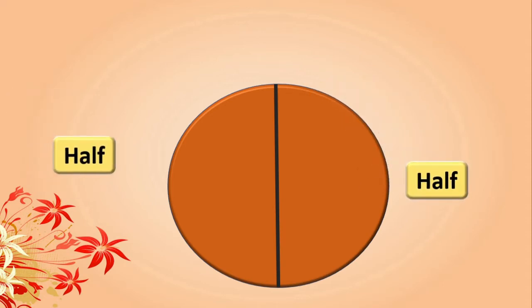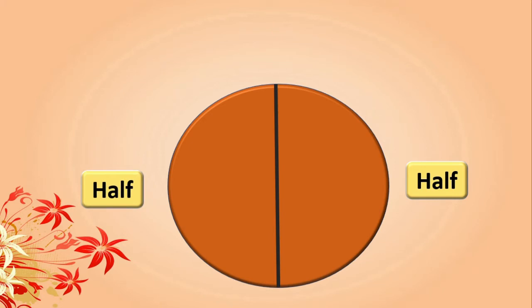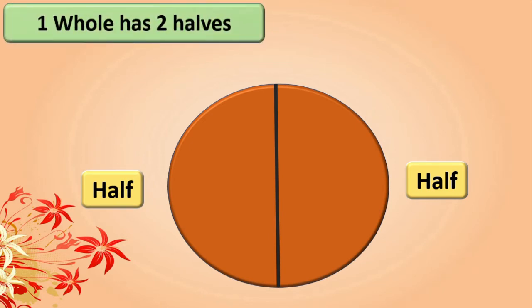The next thing is here. This is a one whole circle. Now we will divide this equally into two parts. You can see here, isn't it? Now each part is called half. Means we got two halves from one whole.